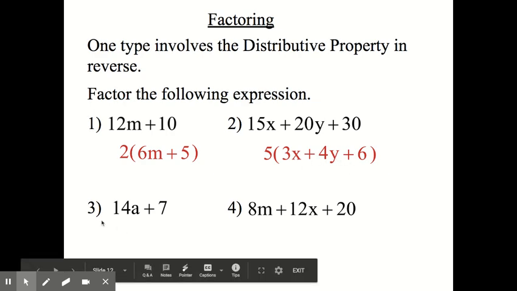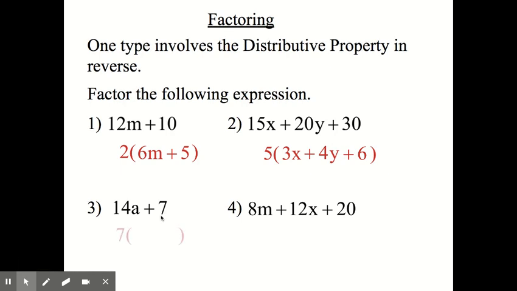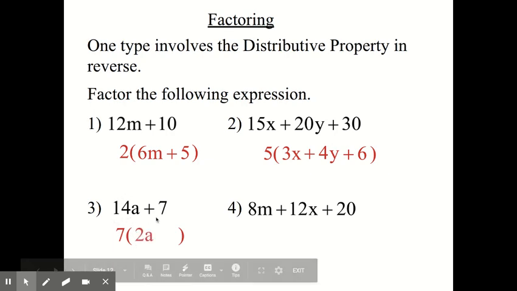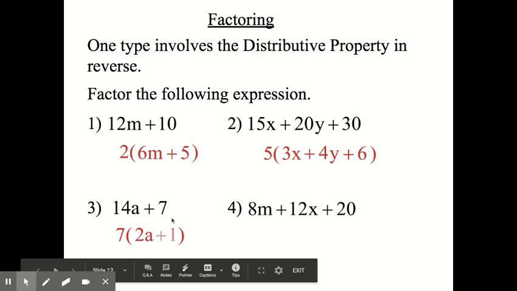All right, let's look at number 3. 14a plus 7. What is the greatest common factor that can come out of 14a and 7? That would be 7. What's left? Well, 14a divided by 7 would be 2a, and 7 divided by 7 would be 1. The plus doesn't change.